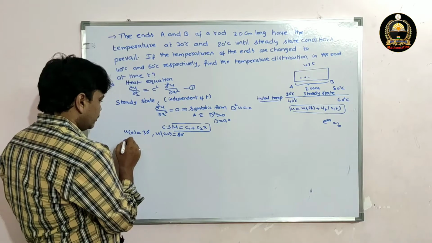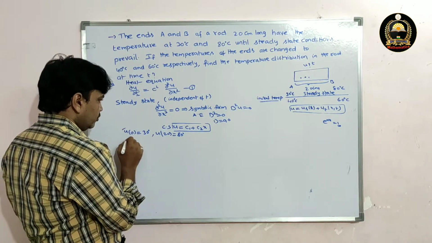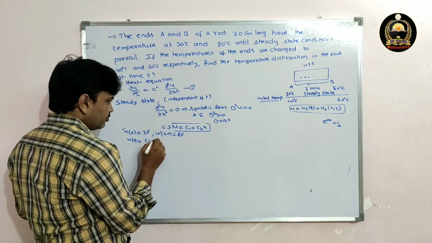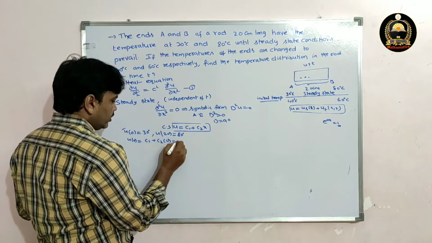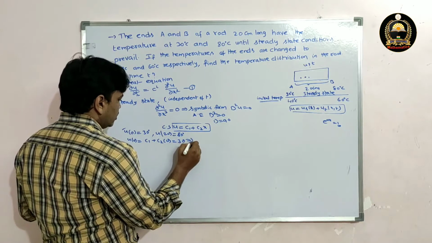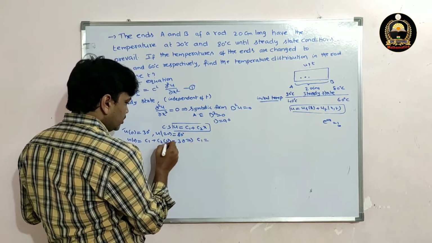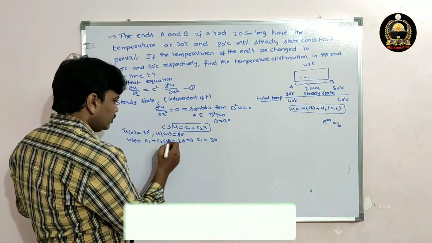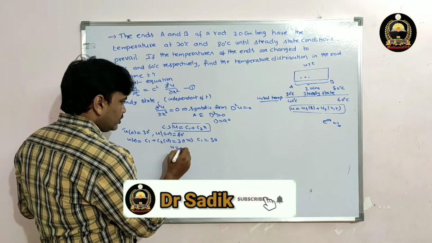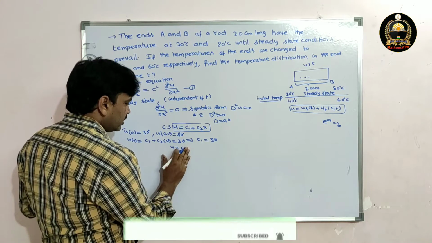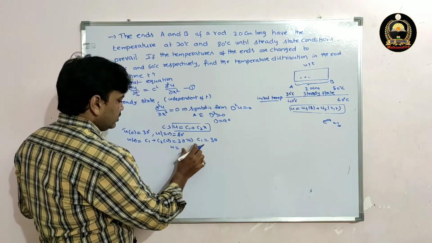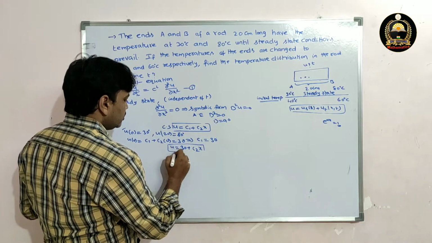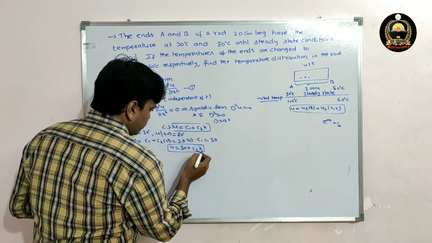Now see, students, here I am substituting this condition. U of 0 means we get c1 plus c2 into 0. This value is equal to 30. That implies c1 value is 30. So this equation becomes u is equal to c1, that means 30 plus c2 into x. 30 plus c2 into x.